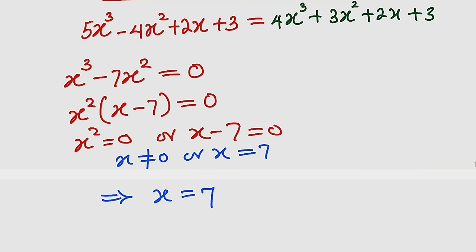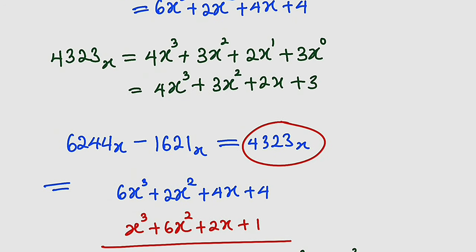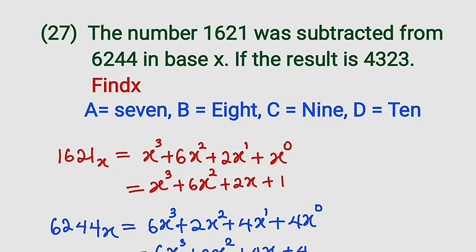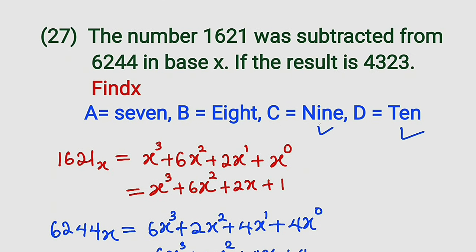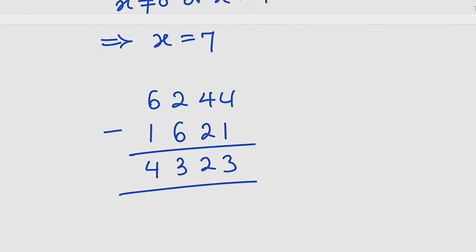Let me show you the simplest way you can find this in case of objective question. Though it is objective, you don't have to waste time doing all of this. Remember, we have options here: base 10, base 9, base 8, base 7. But we have seen that 7 is the answer already, which is option A. But I would like to test 8, 9, and 10 to see whether it is going to satisfy or not.